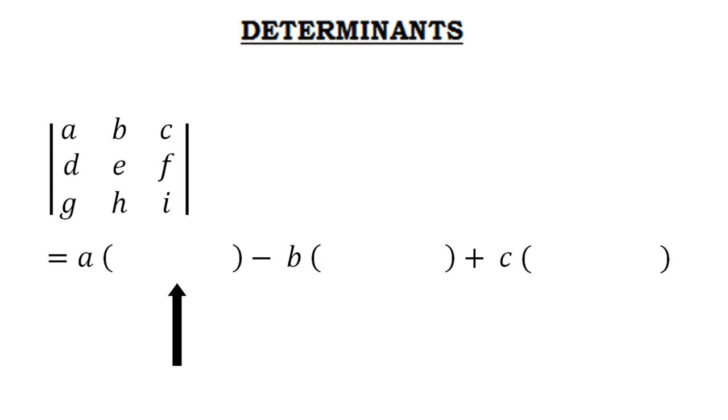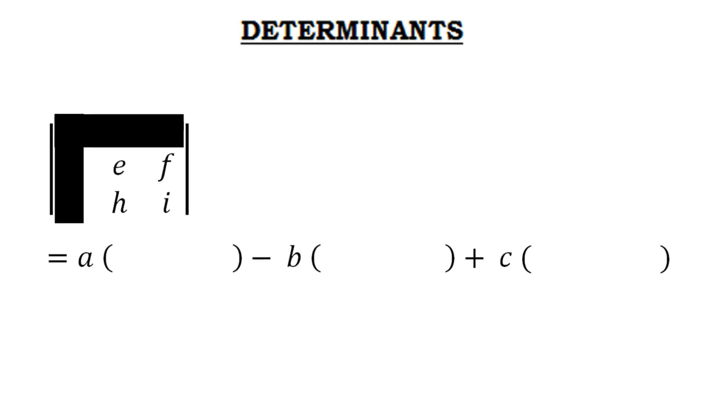To fill up the first bracket, we take a look at the first number of the given determinant. This number is a part of this row and this column. If we cancel this row and this column, we end up getting a 2 by 2 determinant containing E, F, H and I. And according to formula, the value of this 2 by 2 determinant will be E times I minus H times F.